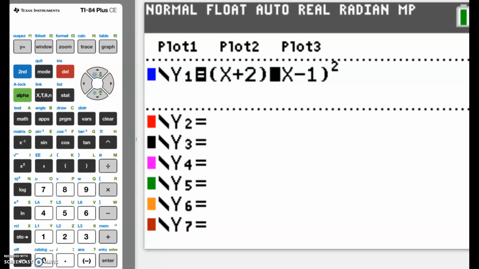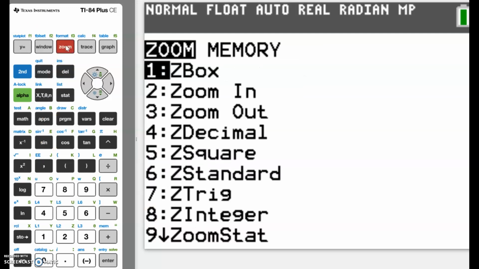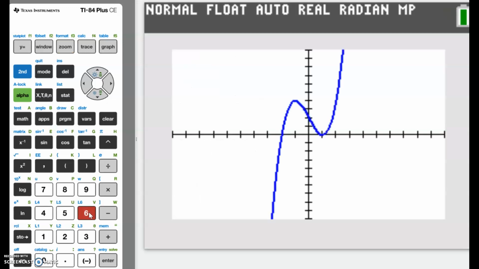To find the local minimum and maximum, I'm going to push Zoom right up here in the top middle. Zoom 6 is our standard 20 by 20 screen. It's a good place to start here. Local minimum and maximum values are going to be the points that are the maximum within a small little area.